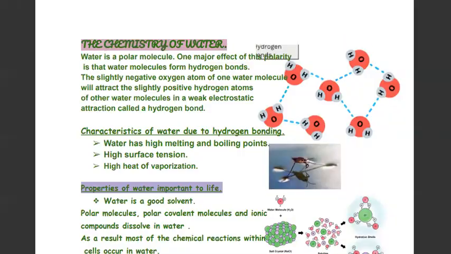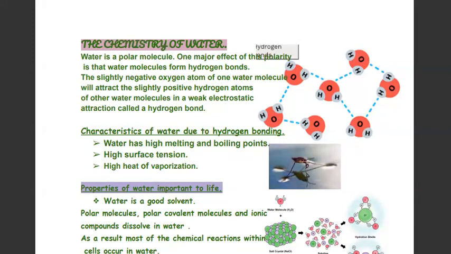The chemistry of water. Water is a polar molecule. One major effect of this polarity is that water molecules form hydrogen bonds. The slightly negative oxygen atom of one water molecule will attract the slightly positive hydrogen atoms of other water molecules in a weak electrostatic attraction called a hydrogen bond.